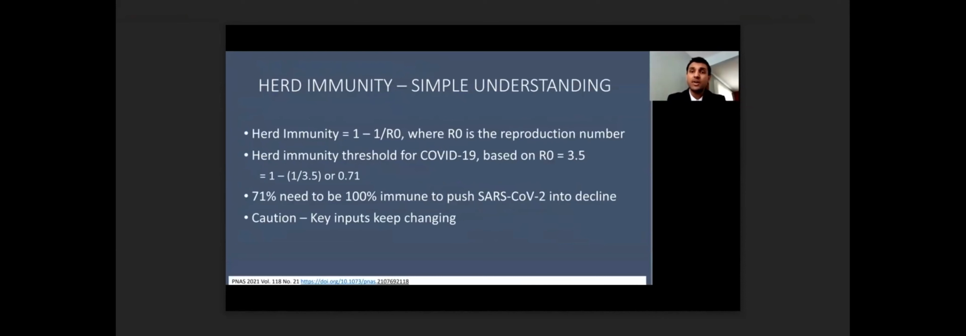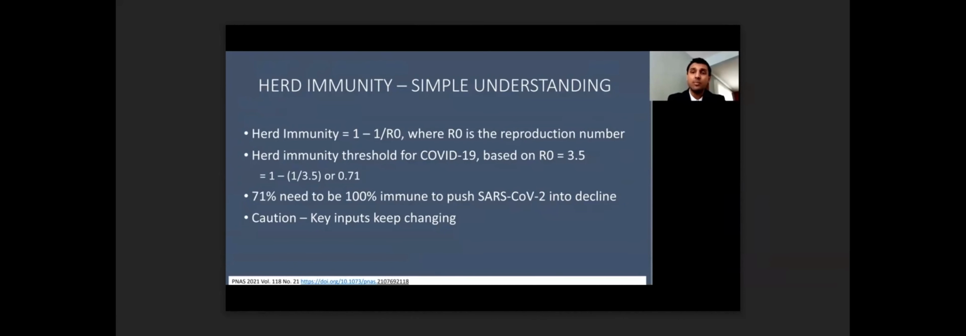Mathematically, the herd immunity threshold can be very simply calculated as 1 minus 1 divided by R naught, where R naught is the basic reproduction number. Earlier in the pandemic, the SARS-CoV-2 R naught was 3.5. Based on this figure, the herd immunity threshold for COVID-19 would be 1 minus 1 divided by 3.5, or 0.71. Hence, in the simplest calculation, 71% need to be 100% immune to push SARS-CoV-2 into decline.